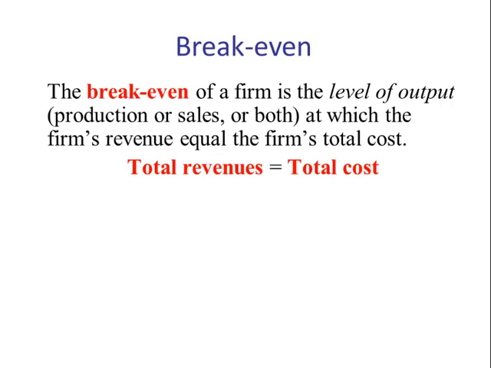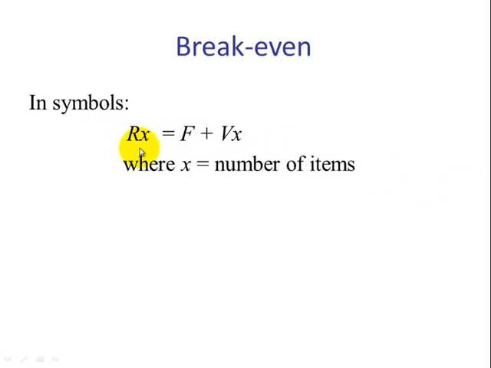The break-even of a firm is the level of output, production or sales, or both, at which the firm's revenue equals the firm's total cost. So this is the break-even point. Total revenues, that's how much in sales, equals the total cost. Say in symbols, R times X, where R is the revenue per item times the number of items, equals the cost, which is fixed costs plus our variable costs times X, the number of items.